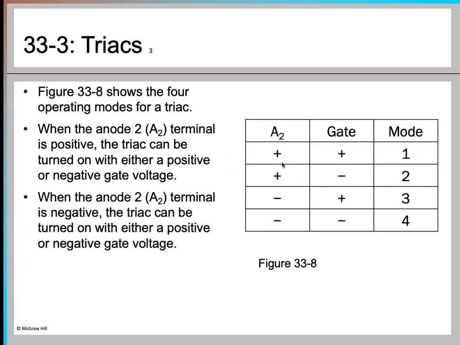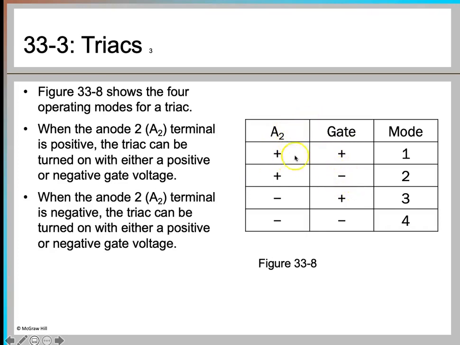Now, there are four operating modes in triacs, and these four modes are given here. A2 basically stands for your anode 2 terminal, and this says what will happen when this anode is positive with respect to the gate. And we will see all these four different modes. So these are the two cases when the anode is positive, then what happens when the gate is positive and negative, when anode is positive.